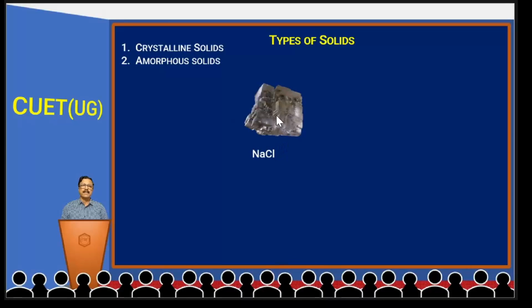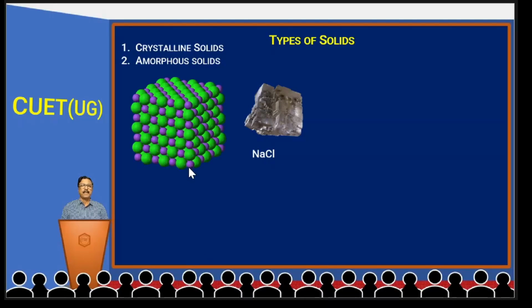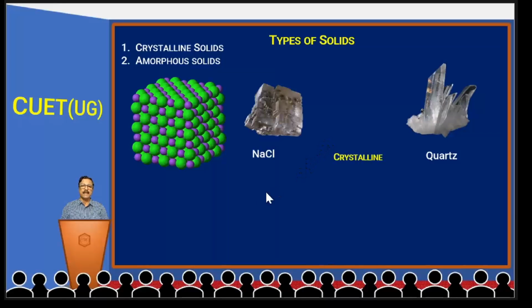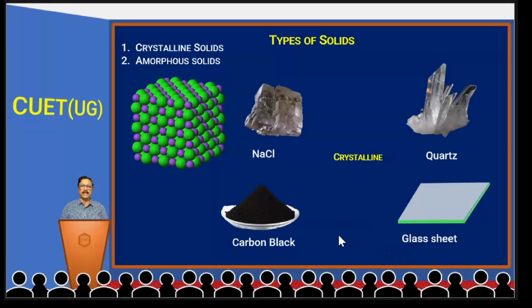Sodium chloride is a crystalline solid. This is the crystalline structure. The green balls represent chloride ions and the small balls represent sodium ions. This is quartz, that also is crystalline. On the other hand, carbon black as well as a glass sheet are amorphous solids.